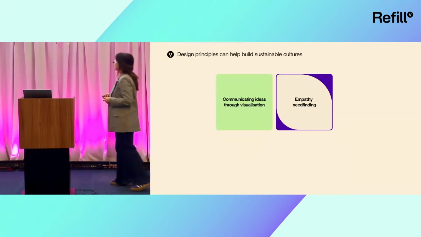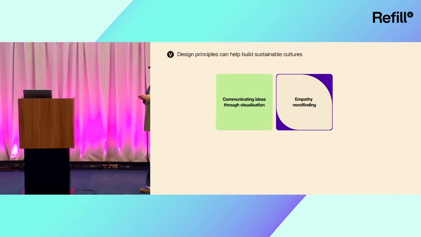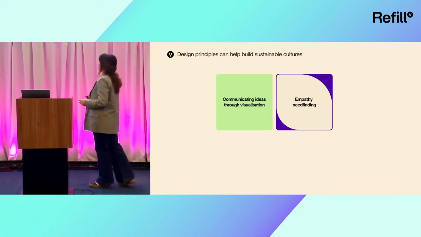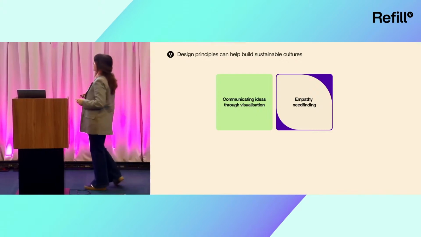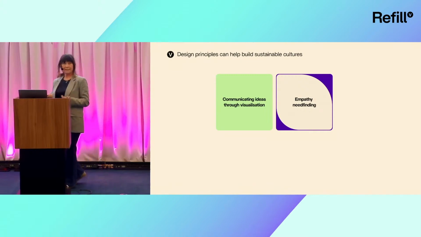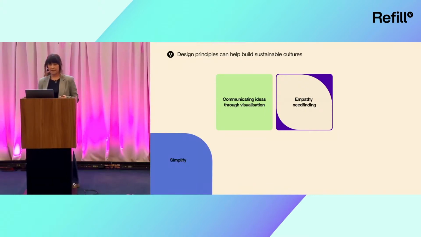Now, another element is the empathy need finding. We do this all the time. We need to understand the people that we're designing for, what their needs are, what their challenges are, what obstacles they are meeting. And we use visual communication to understand that and for others to understand it.